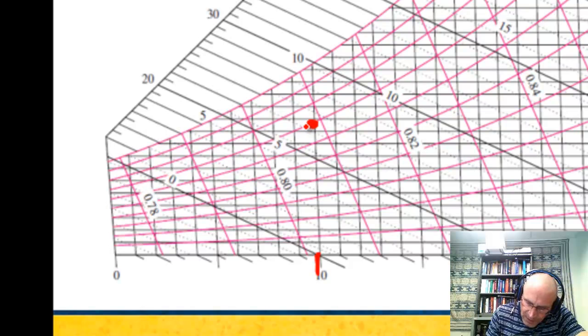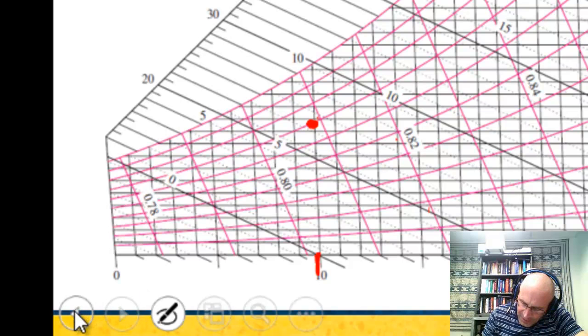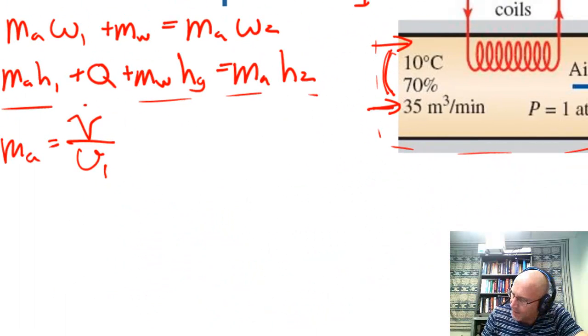For example, one I need to find is the volume. Now, volume's not particularly easy, just so you know. It's these values slanted down and to the right on this diagram, in the pink here. That's 0.82, so I'm really at about 0.81. So my specific volume is about 0.81, and we'll use that value.